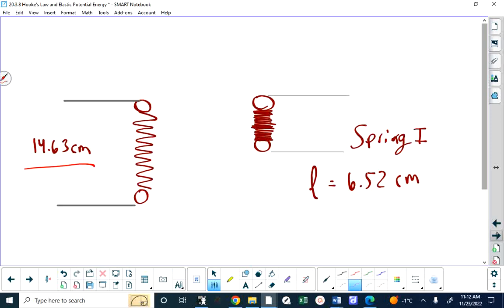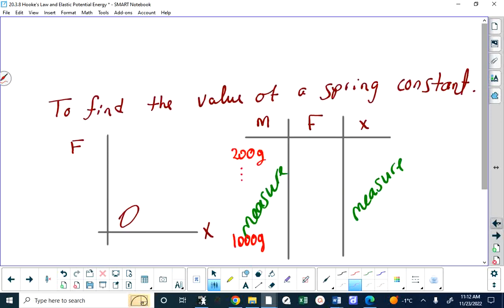So maybe when you set up your data table, you can put stretched length. And then you can have another column that's displacement, which will be your stretched length minus your at-rest length. Are you with me on that?